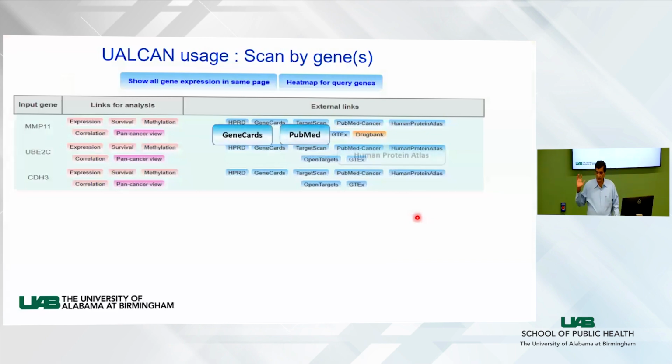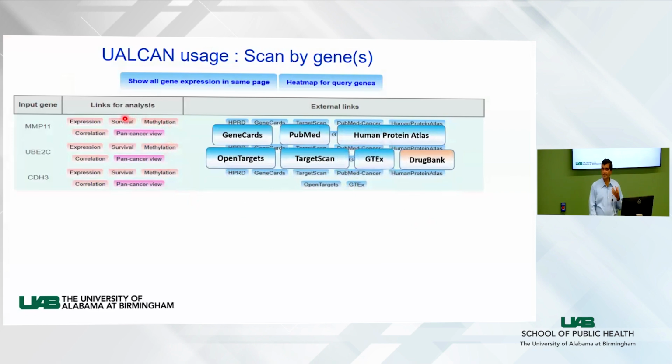Apart from just the expression, you can do a lot of other analysis using UALCAN, like you can look at the survival analysis. You can also look at something called promoter methylation analysis. So promoter methylation is a type of gene regulation. It's generally thought that if the promoters of the genes are hypermethylated, gene expression is reduced. So you can do that kind of analysis. Like I showed, correlation analysis you can do. And also you can look at a specific gene. If you're working on breast cancer, you can look at a specific gene that you are working on across all the cancers. And we also provide many external platforms that are very useful for researchers.